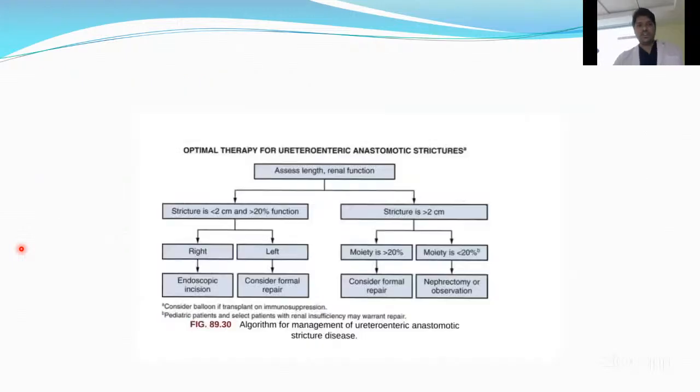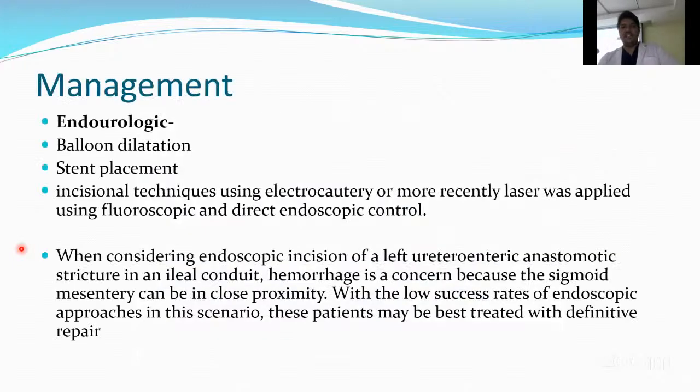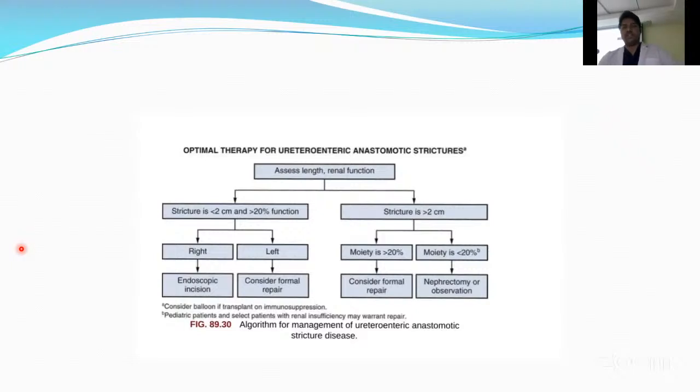Management. First, assess the length of the stricture and renal function. If the stricture is less than 2 centimeters and differential function is more than 20%, on the right side an endoscopic incision is given. On the left side, definitive repair is done, because on the left side there is a concern of hemorrhage as the sigmoid mesentery is in close proximity. When a stricture is more than 2 centimeters and differential function is more than 20%, consider formal repair. If differential function is less than 20%, either observe or go for nephrectomy.